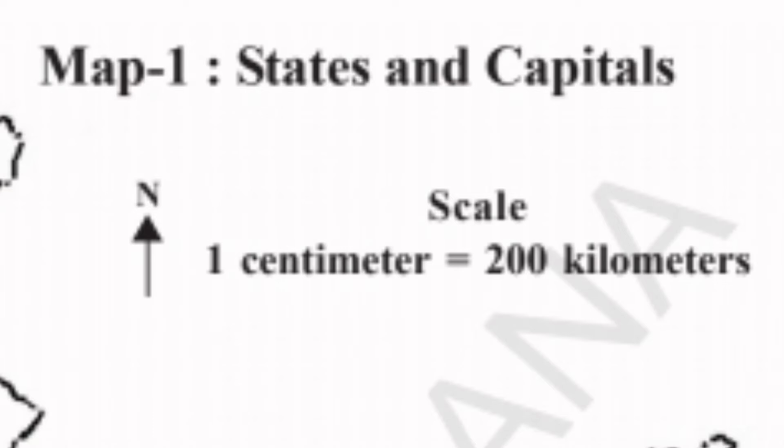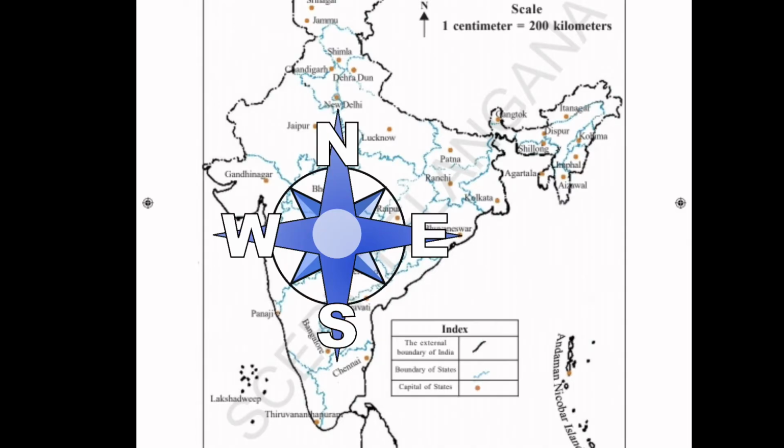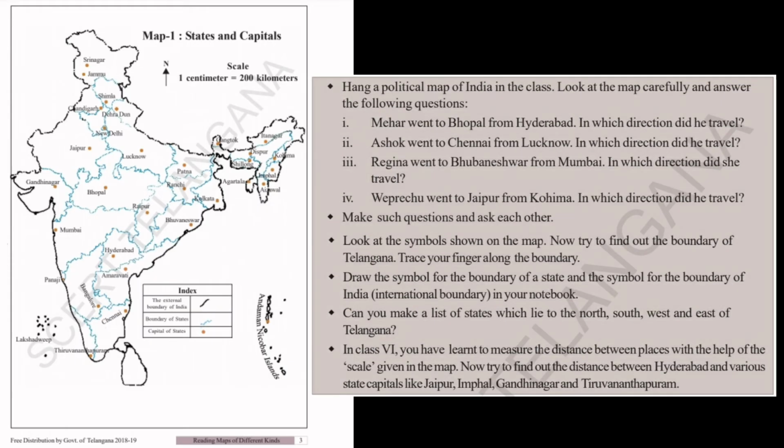That means the top part of the map is the north direction. And even you can observe the index given on the map. And already we have studied in the 6th class that to read a map, 4 things are very important. First, directions, signs or symbols, colors and scale. Observe the map and listen to the questions carefully.